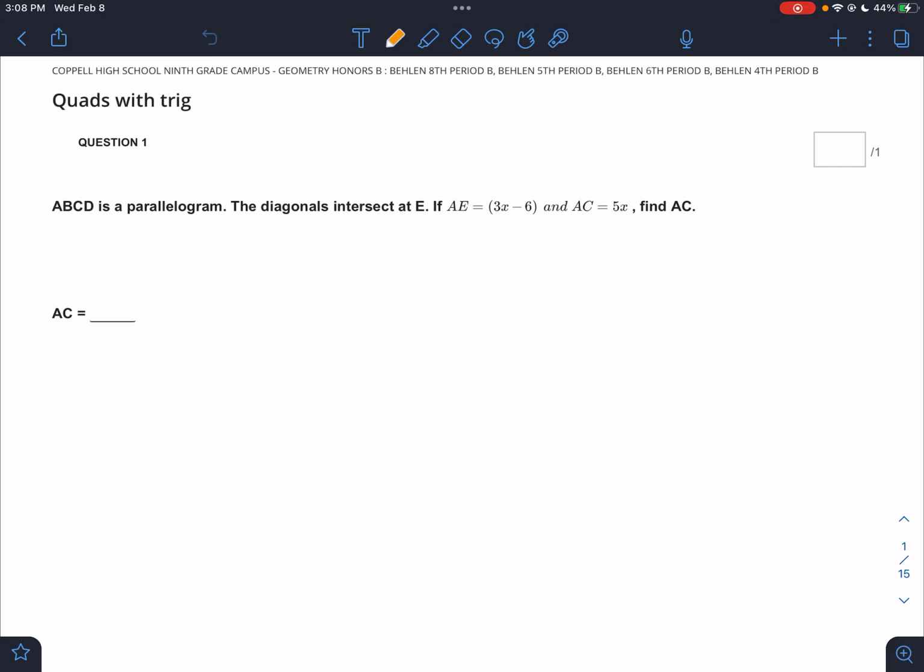Some of the big assumptions going in is that you do know the properties. When I say congruent diagonals, you know that's isosceles trapezoid, rectangle, and square. When I say diagonals bisect each other, you know that's all the parallelograms. You know, parallelogram, rectangle, rhombus, and square.